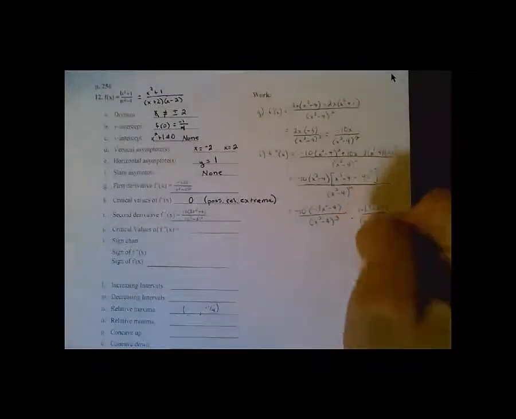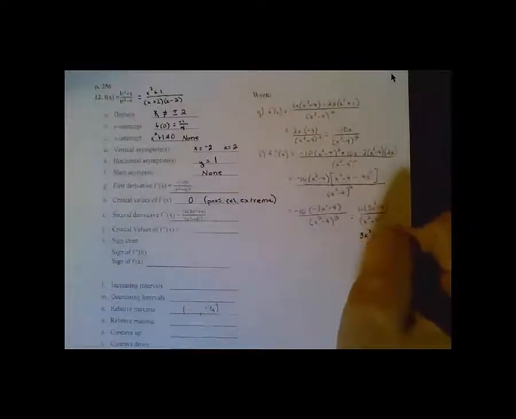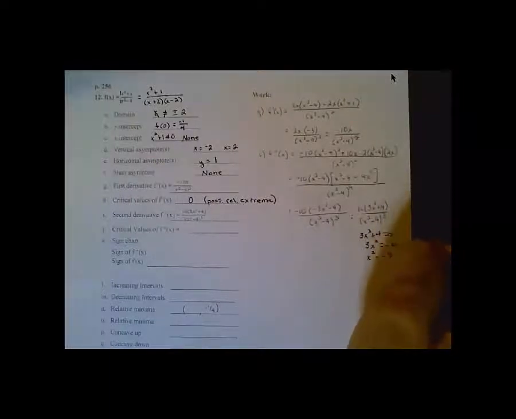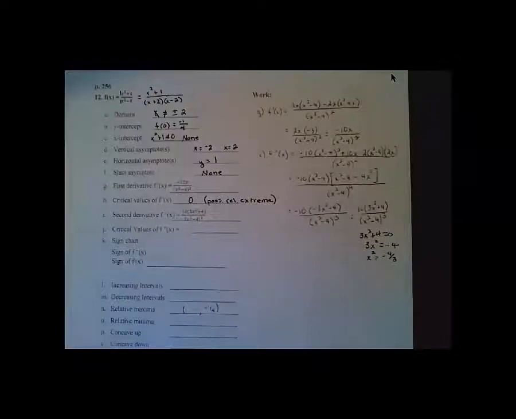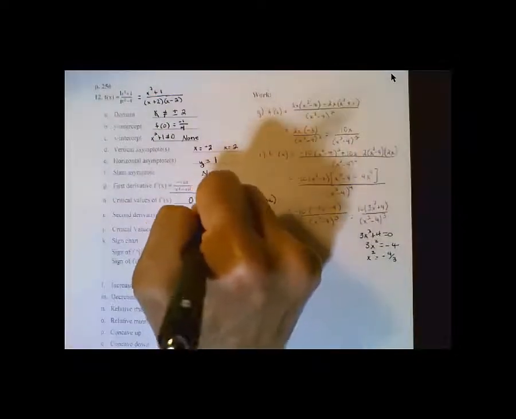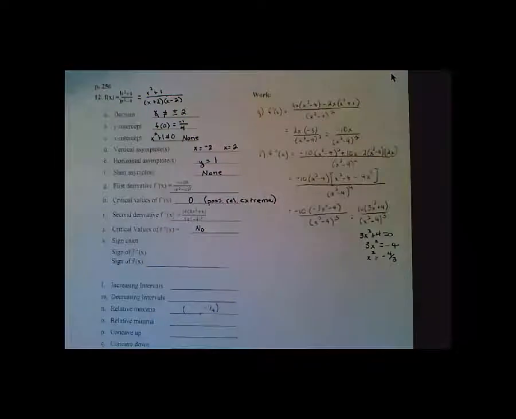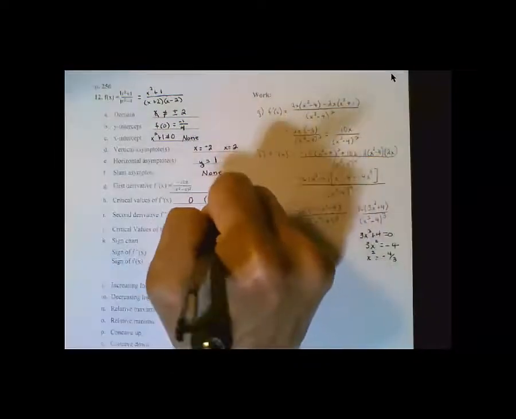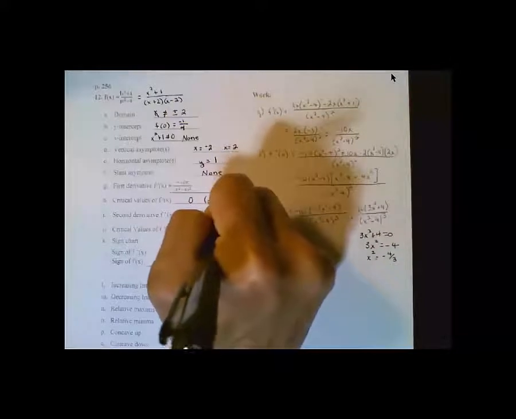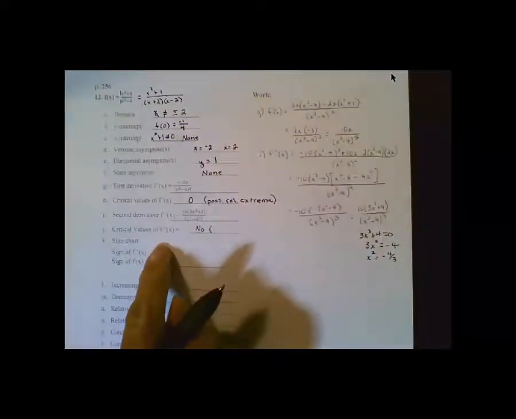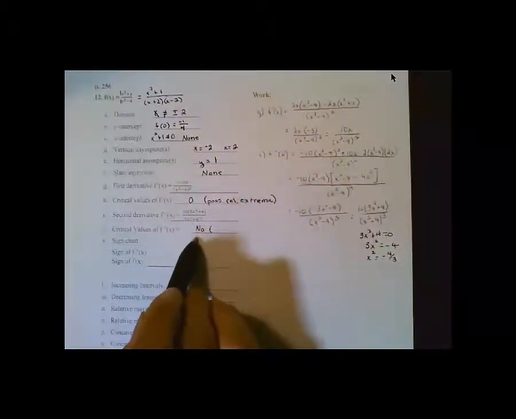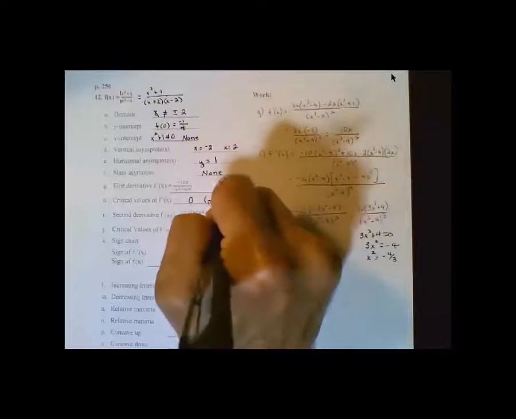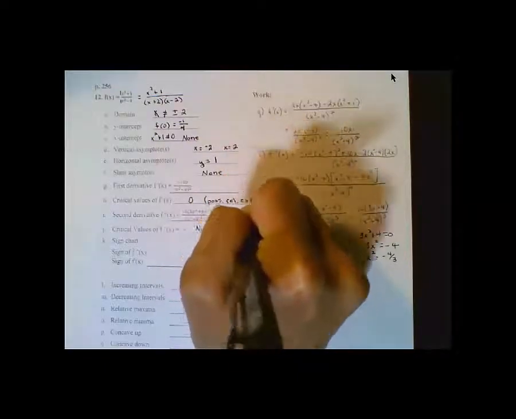Well, if you set 3x squared plus 4 equal to 0, you would find out very quickly that there's no real solution to that equation. So there are no critical numbers for the second derivative, and that tells you, getting just a little bit ahead of ourselves, that the critical numbers of the second derivative, if anything, are the possible inflection points. Since there is no second derivative critical number, there are no inflection points to this graph.